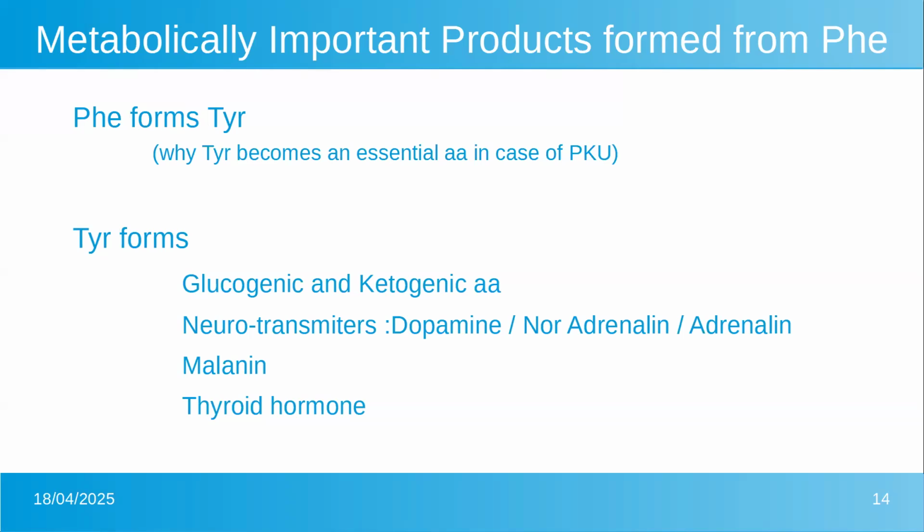Now, tyrosine forms very important products. It is a glucogenic and ketogenic amino acid. What does it mean? I'll tell it to you in the next slide. It can form important neurotransmitters, dopamine, noradrenaline, and adrenaline. Then we had discussed that the child was having pale skin because of formation of melanin. So tyrosine forms melanin, and if melanin is not there, the child will have pale features. Albinism is because of mutations in melanin production. And the other important thing which we are nowadays discussing with you is formation of thyroid hormone, right?